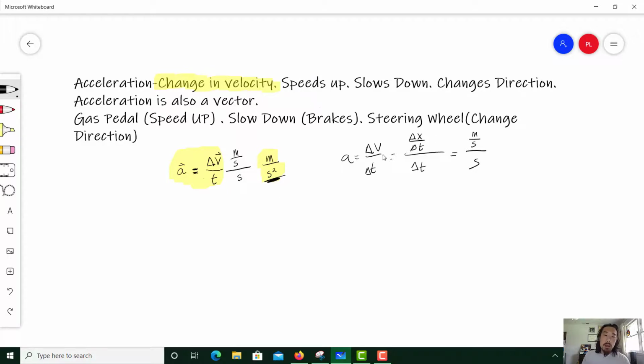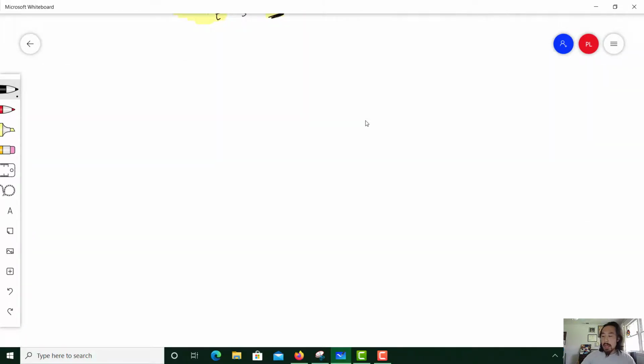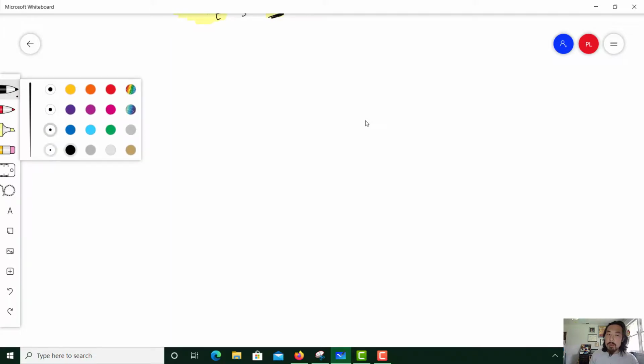With the equation and the units and the variables out of the way, I want to go into the nitty-gritty of acceleration. Even though the definition is simple, how fast something is speeding up, how fast something is slowing down, or if it changes directions, it does get a little bit more complicated. So I'm going to go into the first two parts of the definition for acceleration: speed up and slow down. Now this is one of those things that I strongly recommend you memorize.